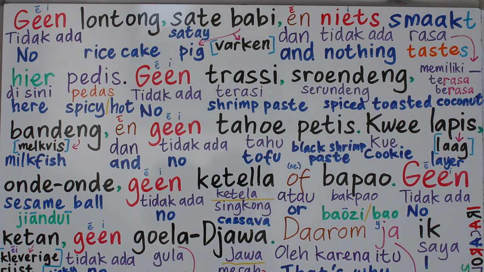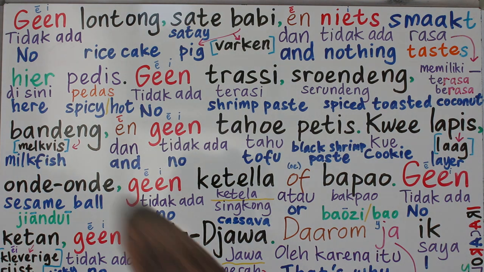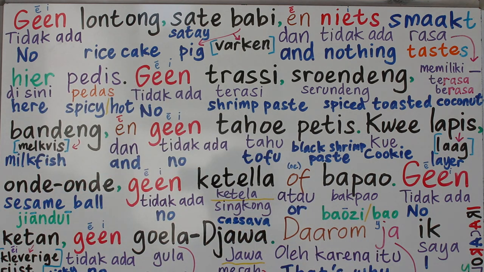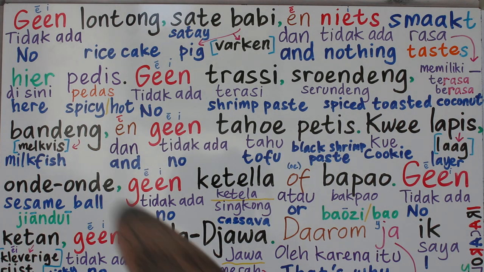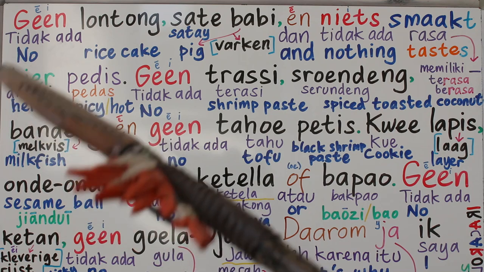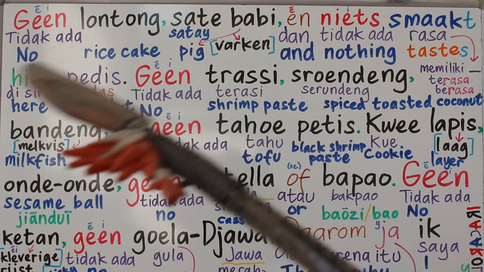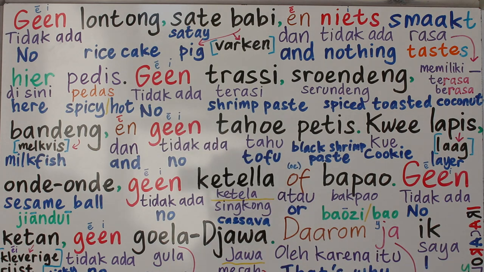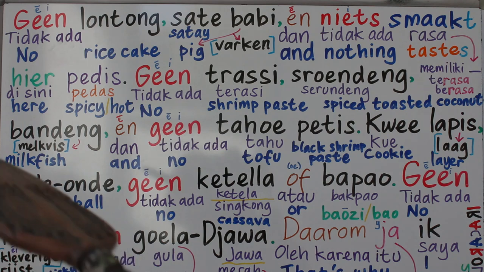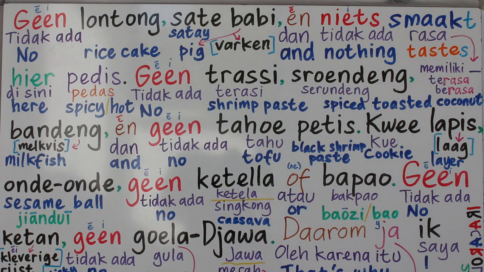In Dutch, geen, in Indonesian is tidak ada. Ada is there is or there are. But tidak is no or not. It's mostly more into no. So you say tidak, no, and then ada, there is or there are, to say no or nothing. Tidak ada.